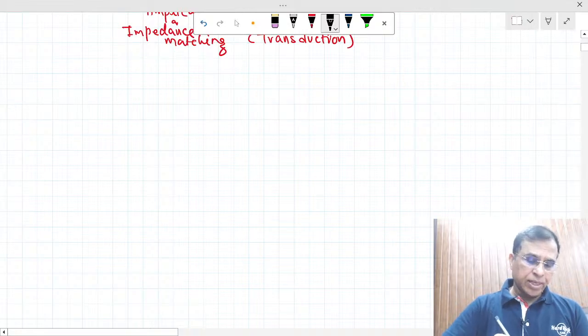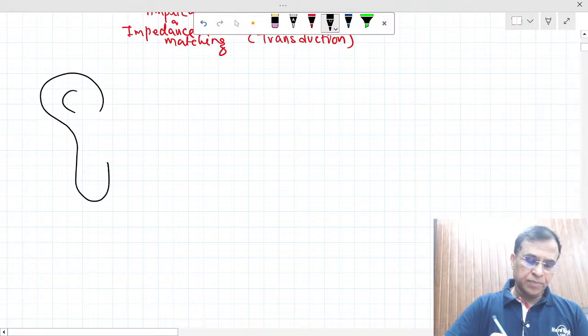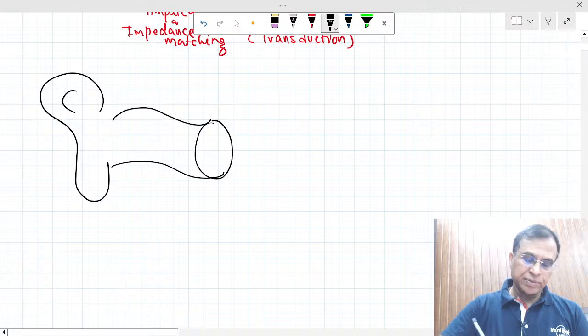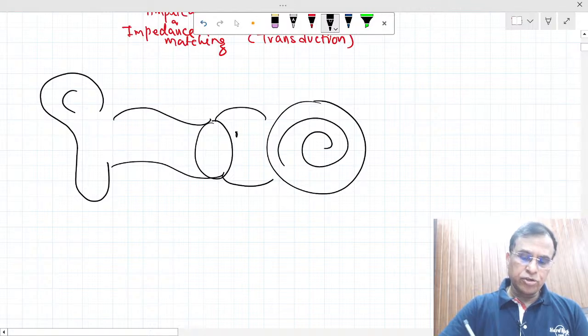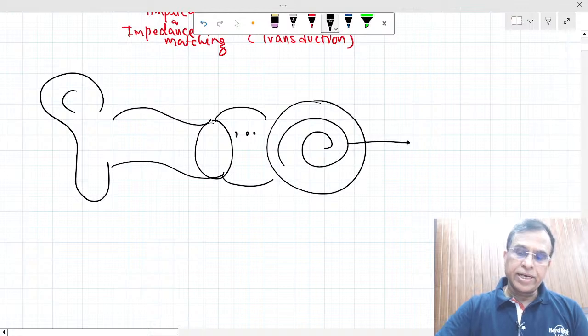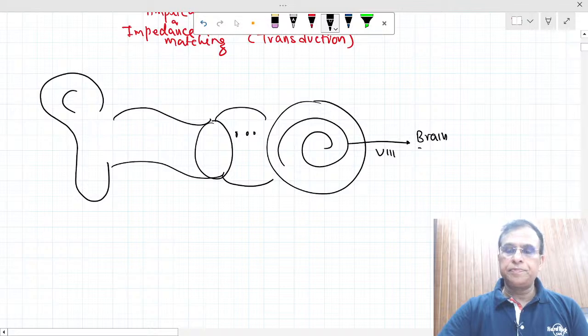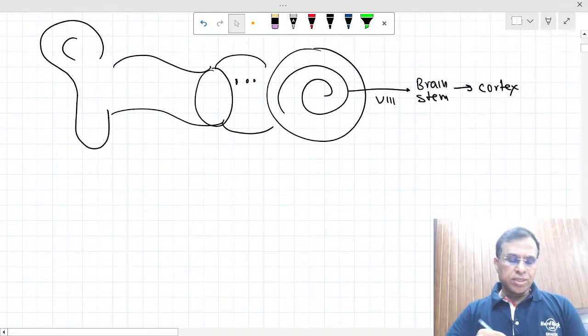So let's say this is pinna, canal, tympanic membrane, middle ear, inner ear with cochlea and the vestibule. There are 3 ossicles. 8th nerve carries the signal that goes via the brainstem into the cortex. We know this, right? Now, what is this whole thing called?